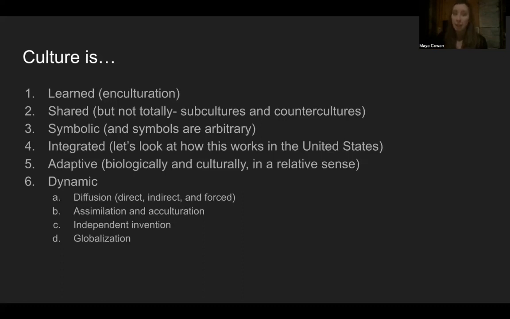Culture is adaptive. There are two ways that adaptive gets used in anthropology, and I will distinguish between them.